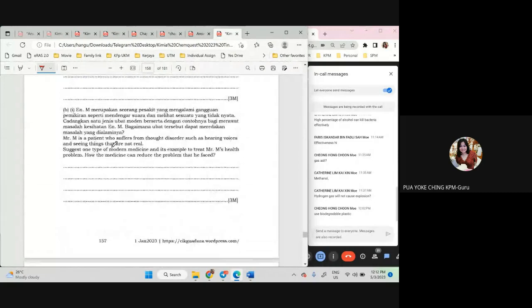And then macam mana dia punya medicines. Okay. So, bagaimana ubat dapat meredahkan masalah. Cadangkan satu jenis ubat, one type of ubat. And contohnya, what is the example? So, ini dia ada masalah gangguan pemikiran. Okay, so what is the ubat that sesuai untuk gangguan pemikiran? This one, I just want to show how to answer this. Okay, what is the ubat?